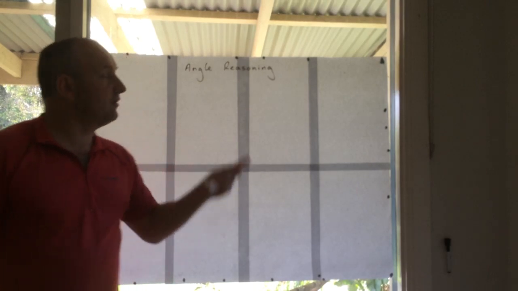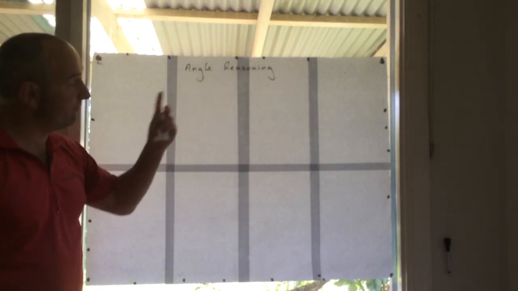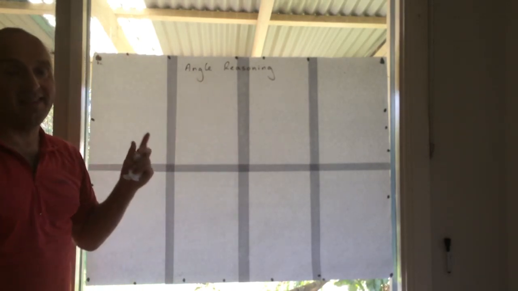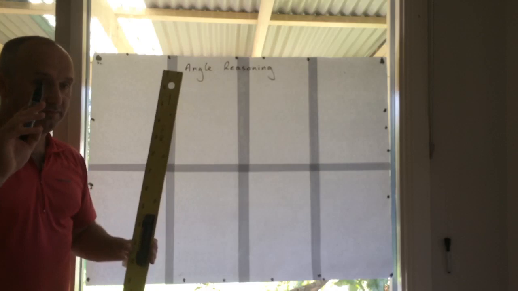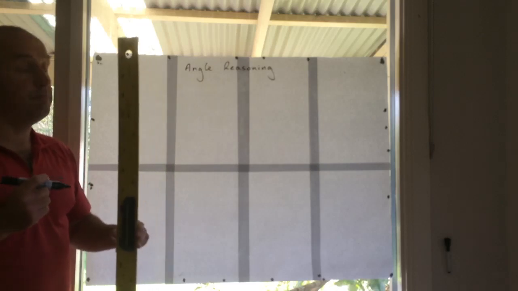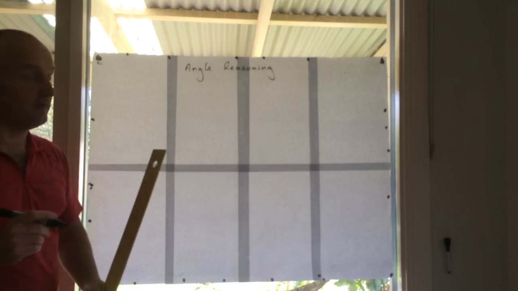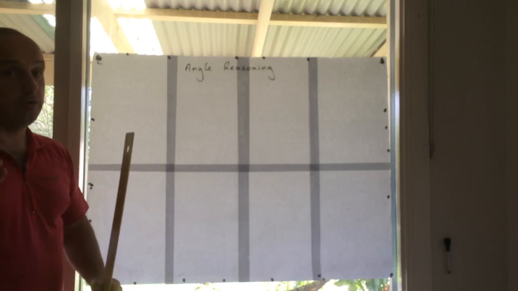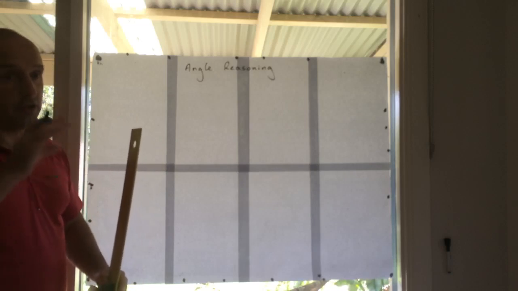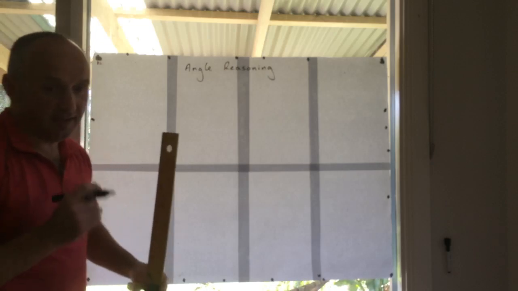So today what we're going to do is make a short video on angle reasoning. This time, you're going to need a ruler and a pencil because you're going to be doing some drawing in your book, and also some labeling. So it's really important that you follow me, you pause it, then you draw it. Okay, that's what we're going to be doing today.